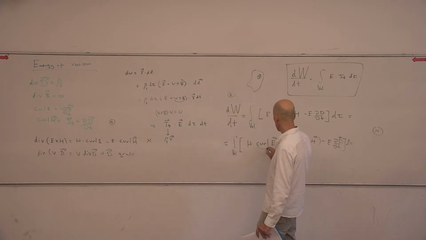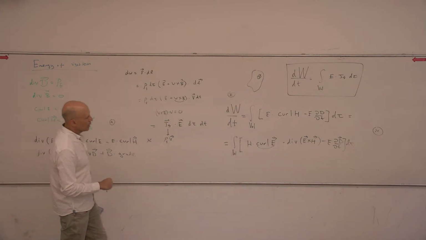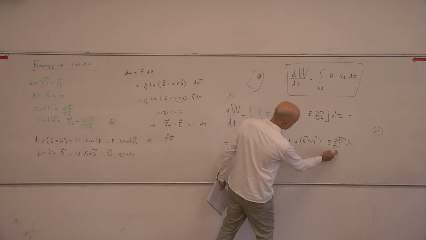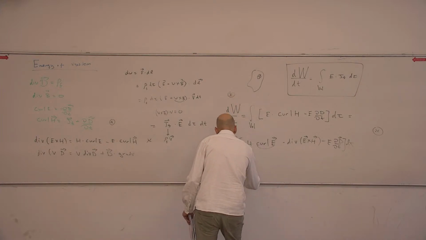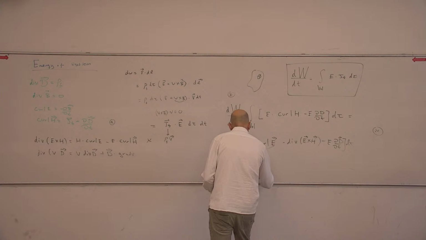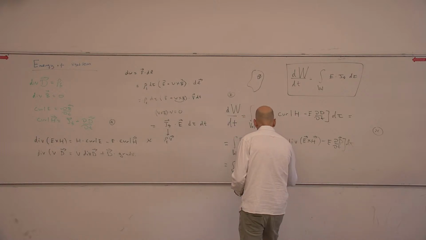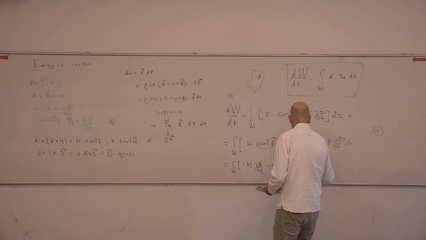What is curl E? Curl E from Faraday, I know it's minus dB/dt. And that is kind of nice because here I have something with a time derivative. Now I can replace this curl with a time derivative object. So let's do this, volume, minus H dB/dt, that is Faraday. Let's put them together because they are starting to look similar. d/dt, minus div E cross H.